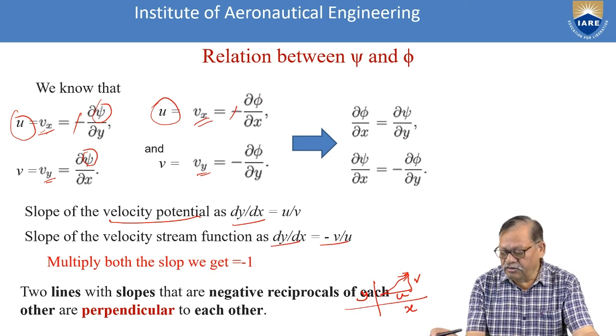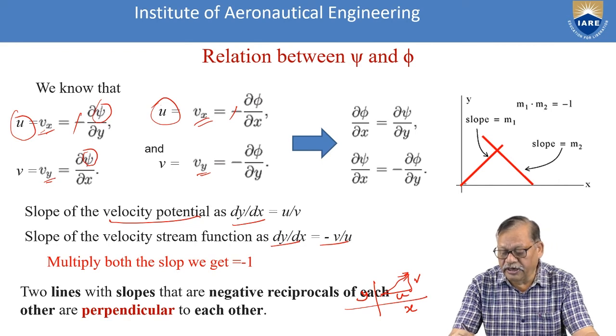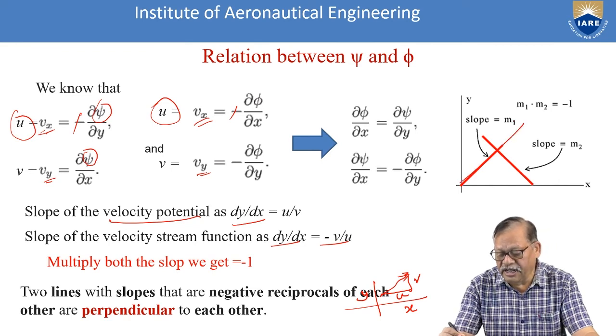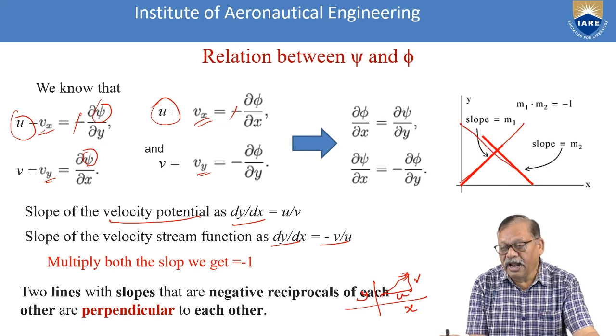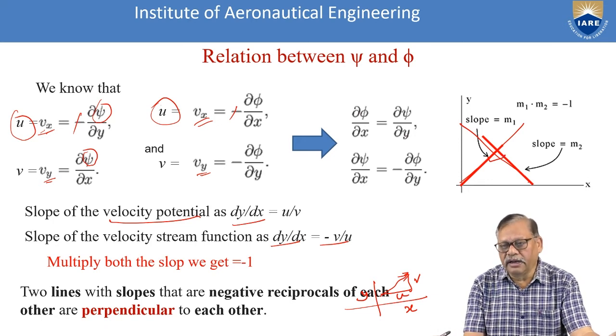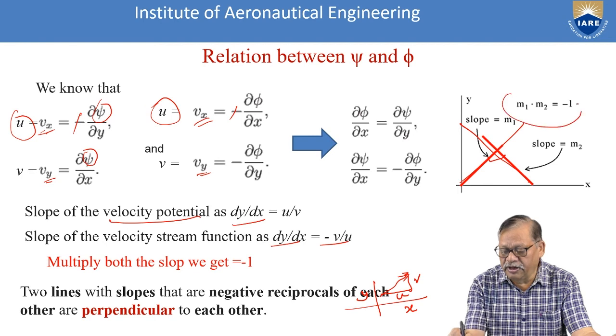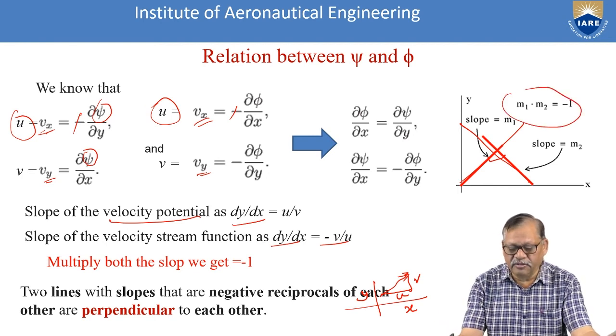Let us have a look at how it looks. Suppose one component is going in this direction, obviously another component will come like this, the gradient, and psi and phi will intersect orthogonally at any given point. That is, the slope m1 dot m2 is equal to minus 1. I believe everybody knows this. So this is the relation between psi and phi.